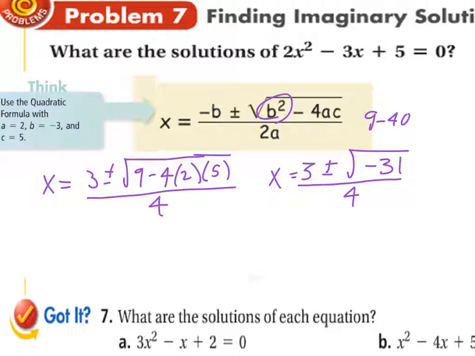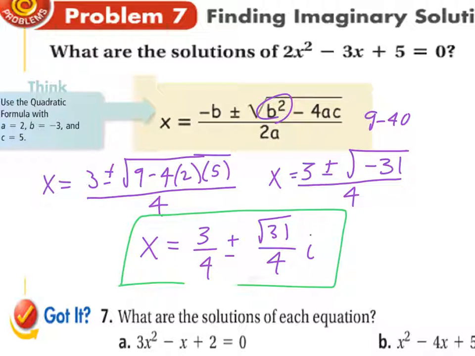The square root of negative 31 would be the square root of 31i. So then we'd have to split that up, and I don't feel like doing both of those things, so I'm just going to split it and take the i out at the same time. So we get 3 over 4 plus or minus the square root of 31 over 4 i. Nothing pretty or fancy there, that's what we end up with for our answers.